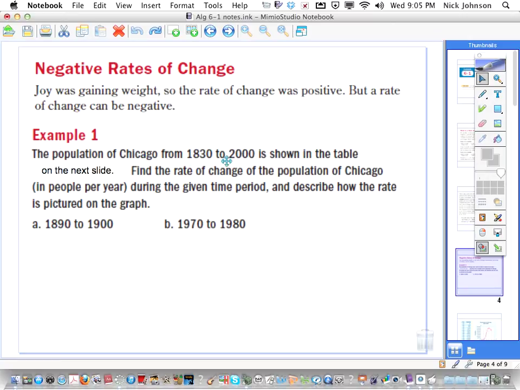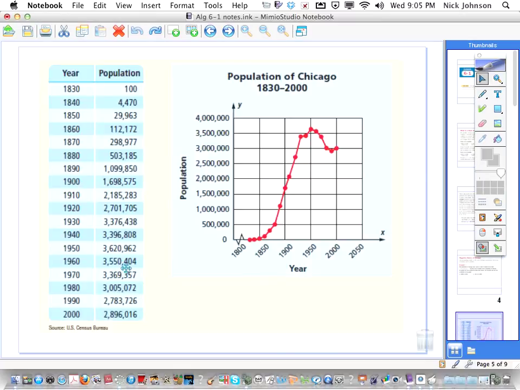If you look at example 1, the population of Chicago from 1830 to 2000 is shown in the table on the next slide. Find the rate of change of the population of Chicago in people per year during the given time period, and describe how the rate is pictured on the graph. So we're going to look from 1890 to 1900.